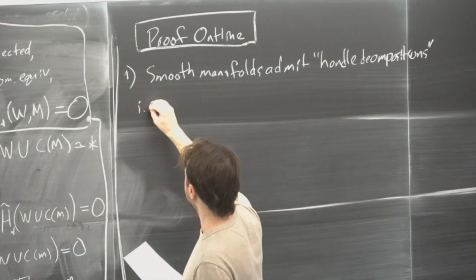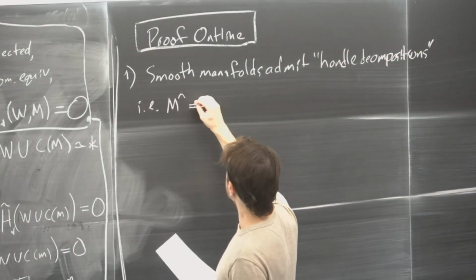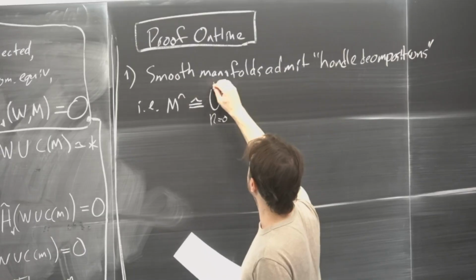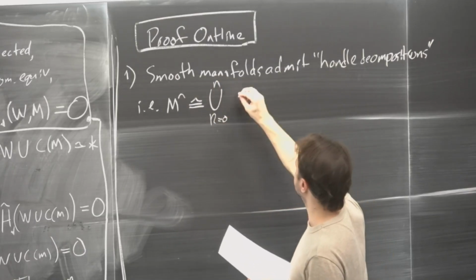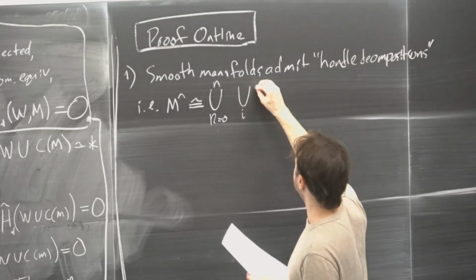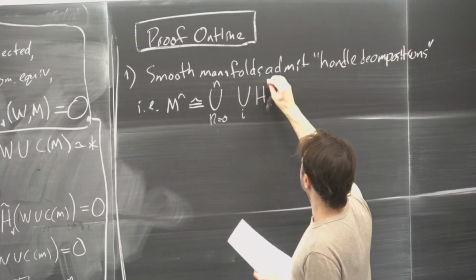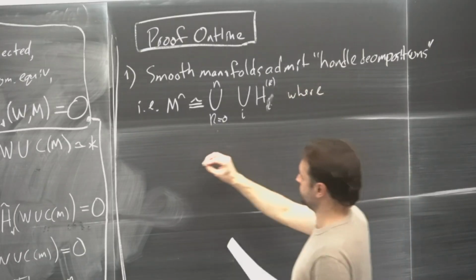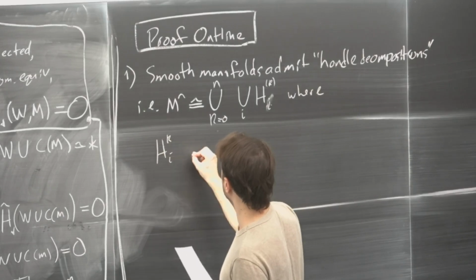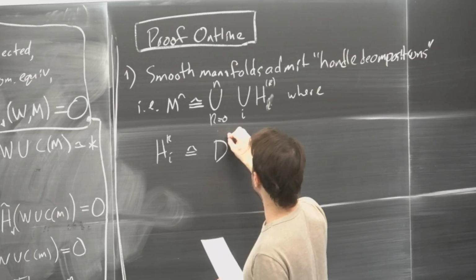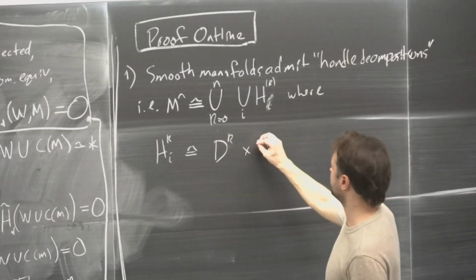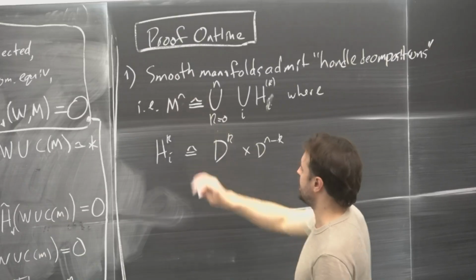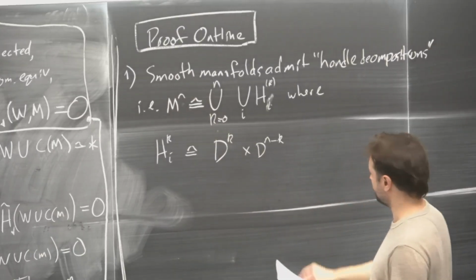So roughly what this means is that M is diffeomorphic to a union of a bunch of handles, where k ranges over the possible dimension. And then in each dimension you have a collection of handles, which I'll call H_{k,i}, where a handle looks like this: dimension k, and then you thicken it up with the complementary dimension, so that in total the dimension is equal to m.